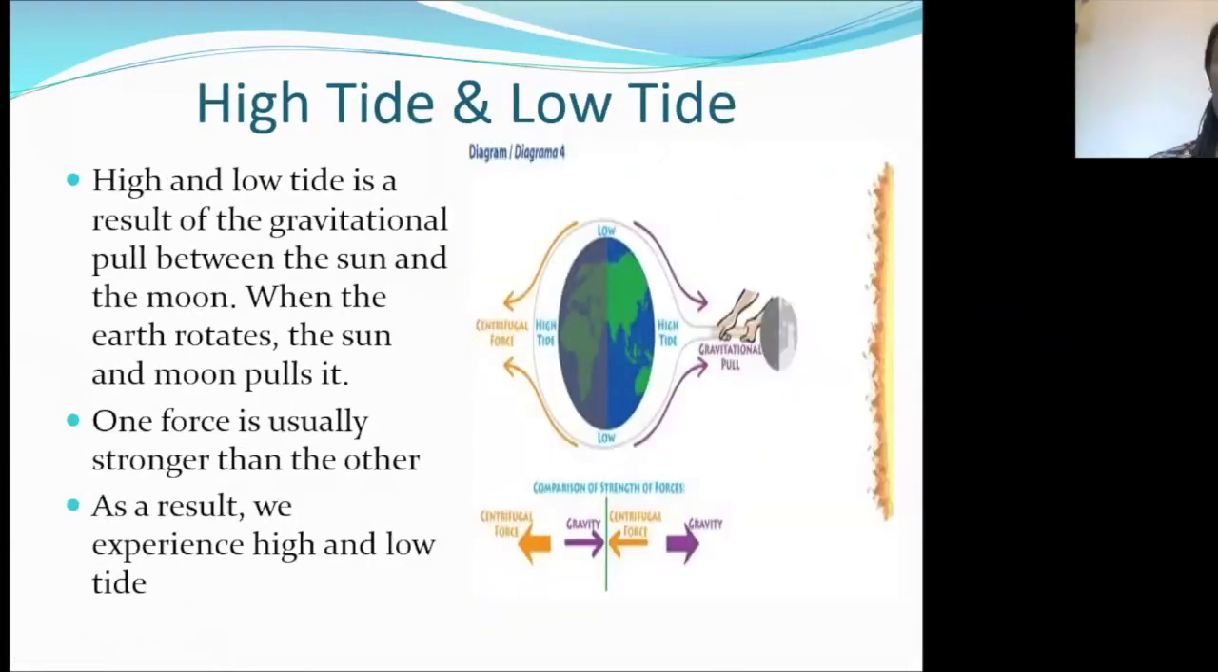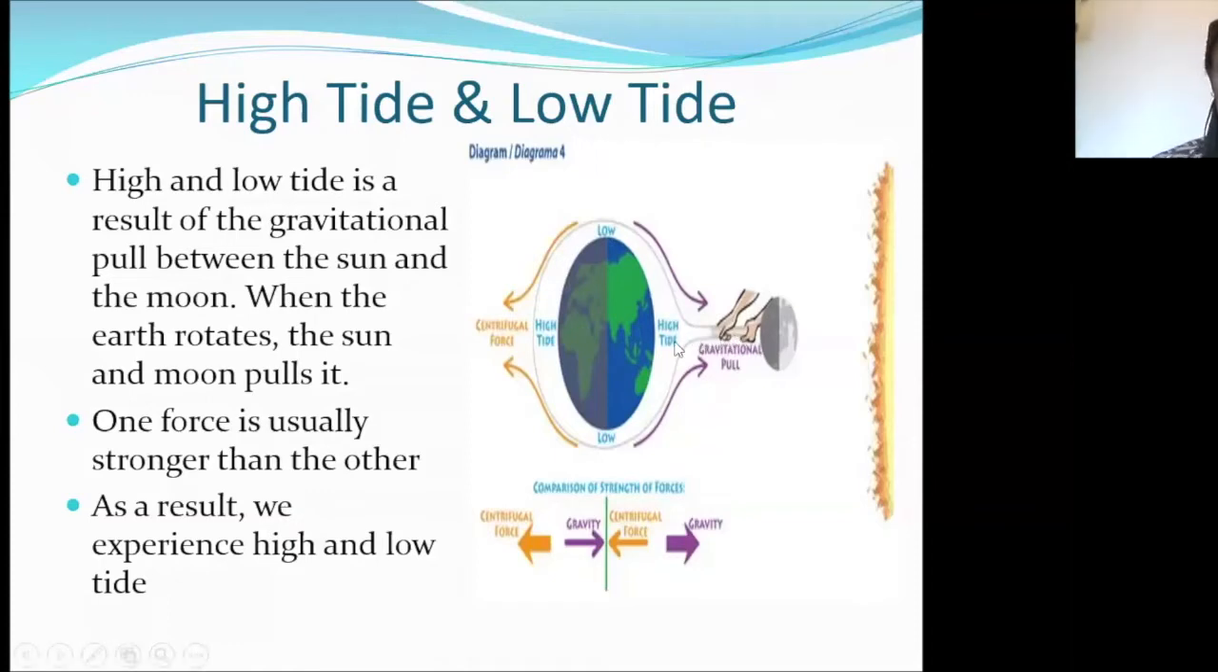High and low tide. Now, some of you may not know that because the Earth rotates, we get high and low tide. So let me explain how this happens. High and low tide is a result of gravitational pull between the sun and the moon. When the Earth rotates, the sun and moon pull it. So as you can see in the picture here, it's almost like a tug of war. It is pulling the Earth.